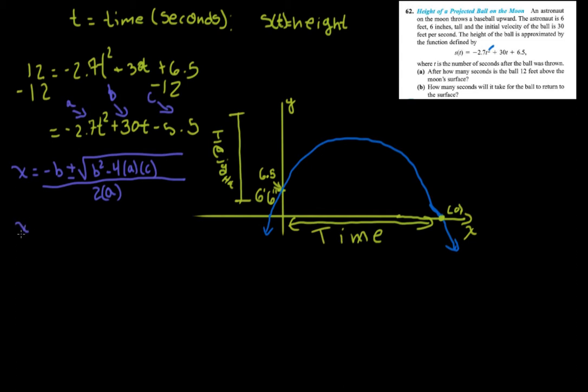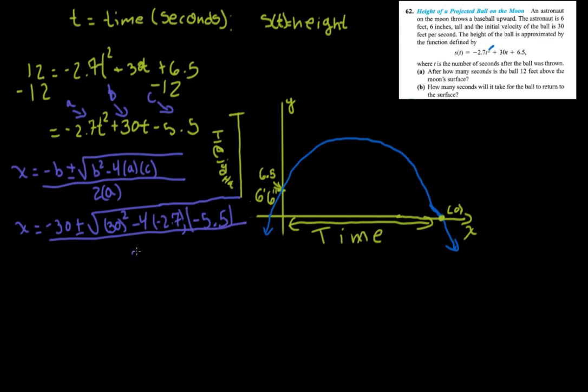So now we're going to solve for x. So we're going to put negative 30 plus or minus the square root of 30 squared plus 4 times, I'm gonna make some room here, this times c, which is negative 5.5. All of that is in the square root, right? Divided by 2 times negative 2.7, right?